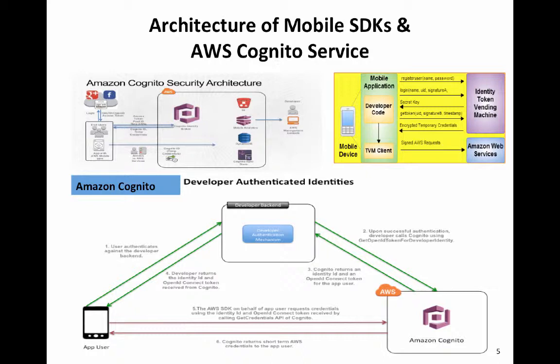Here is the architecture of mobile SDKs, TVM, and AWS Cognito for user identification and data sync service. The first diagram describes how the token vending machine works, and the second diagram describes how Cognito works. For this project, I have used Cognito. Recently, TVM has been replaced by AWS Cognito, and I have used AWS Cognito in this project.